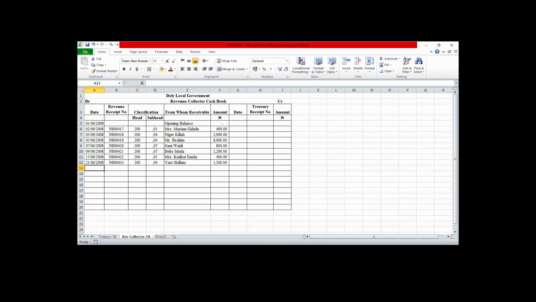So, the next one, 30th of June. Receipt 425. Who is this person? Mrs. Adio. What does she pay for? 500 naira, court proceeding documents. That's 07.